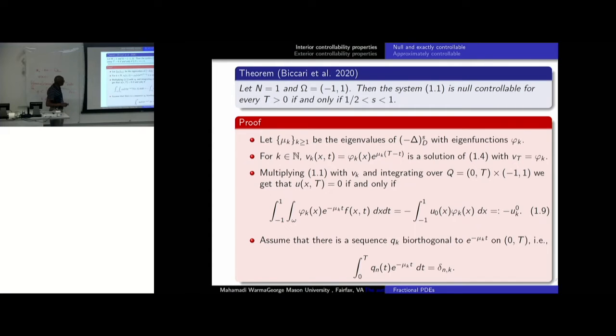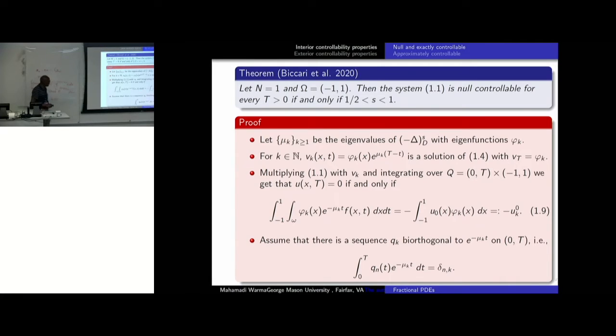They prove that the system is null controllable for every time T if and only if S is between 1/2 and 1. What is the idea there? You take the eigenvalues of the fractional Laplace operator with the normalized eigenfunctions. Then if you put V_k equal to phi_k times exponential of mu_k (t minus T), that is a solution of the backward system with the final value phi_k.